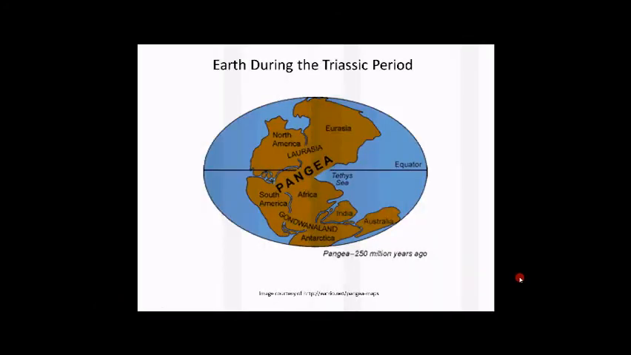Earth during the Triassic period looked a bit different than it does as we know it now. The continents were merged together as a giant supercontinent known as Pangea. It was surrounded by one global ocean known as Panthalassa, with one sea known as the Tethys Sea on the eastern side of Pangea.